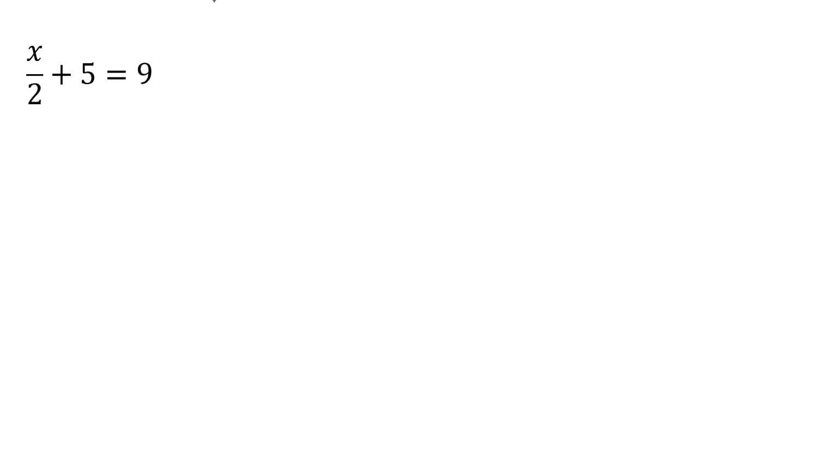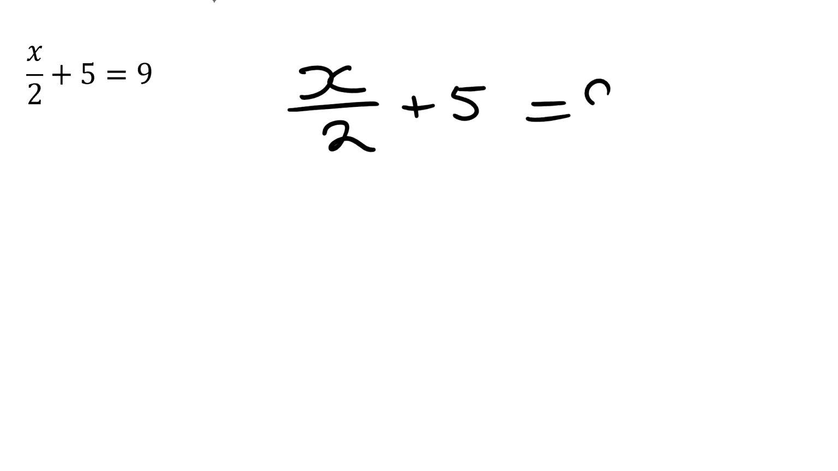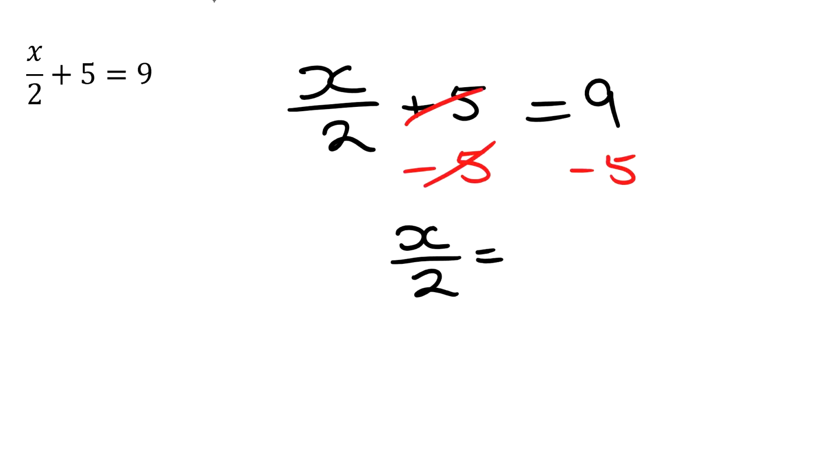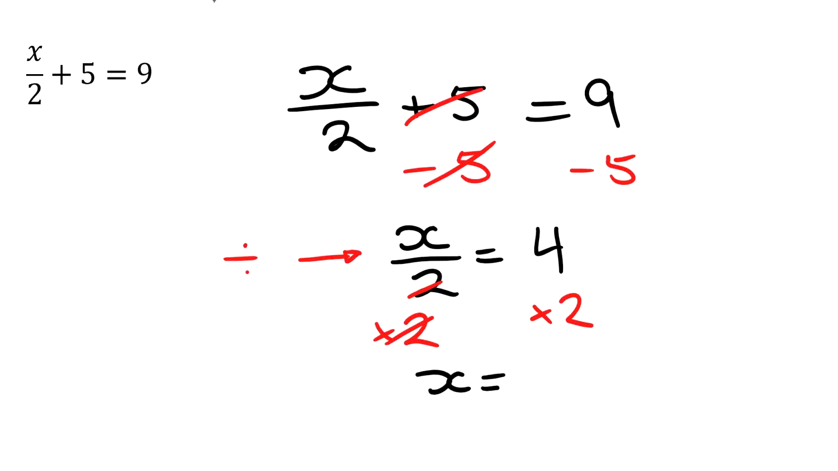Next one we'll look at, and the last one, is x over 2 plus 5 equals 9. We start off the same way, minus 5, minus 5. We're left with x over 2 equals 9 take away 5, which is 4. Remember, this line here simply means division. So the opposite of division is multiplication. Let's multiply everything by 2. Those 2's cancel out, and we're left with x equals 4 times 2, which is 8.